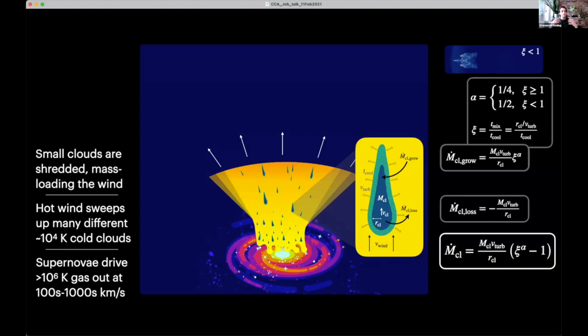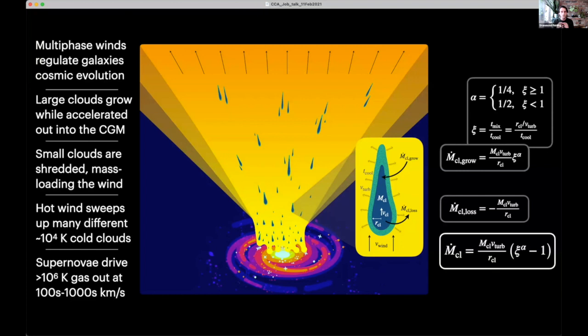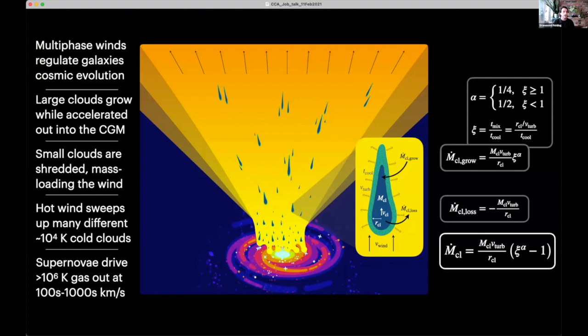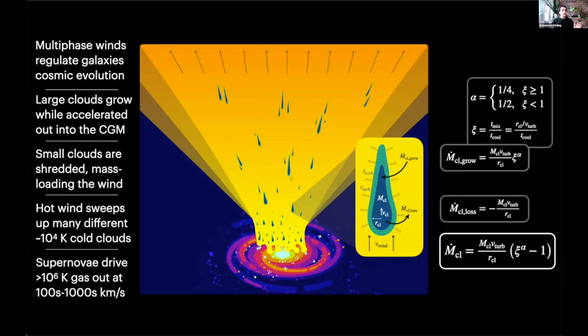And this all comes together into a sort of coherent picture where the initial wind, which is very hot and doesn't have very much mass, actually is mass loaded by shredding and eating the small clouds, but the cold phase survives and persists out into the surrounding medium in the form of large clouds that weren't shredded. Okay, so there's my cartoon.